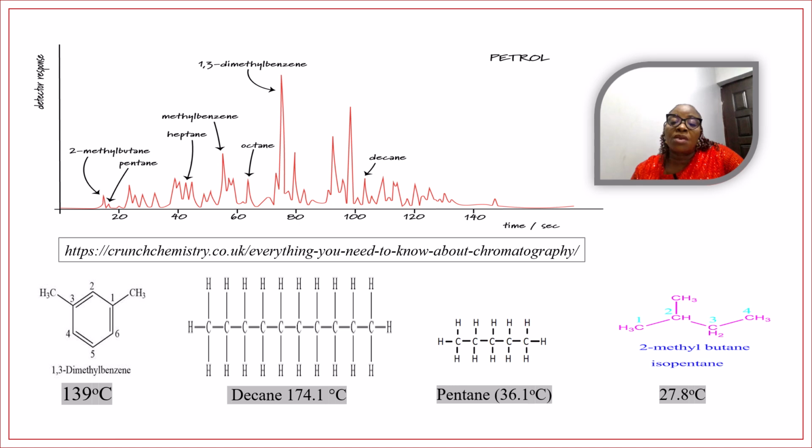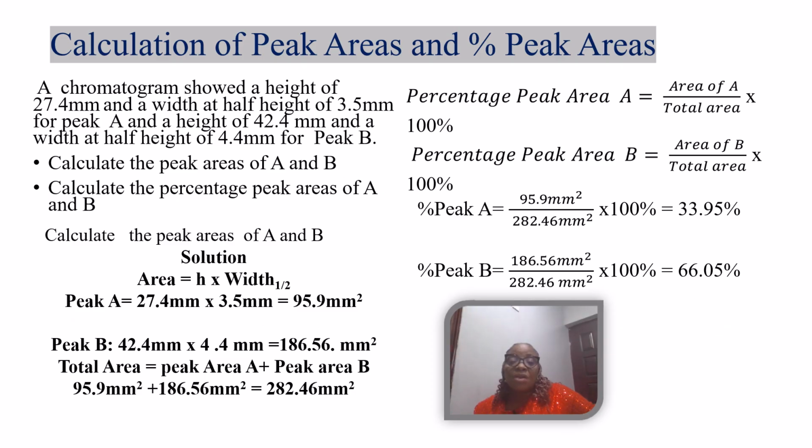When the chromatogram is recorded, the areas of the peaks are calculated manually, but now there are applications that can calculate it. Substances move at separate speeds through the stationary phase, and the smaller substances will move faster than the bigger substances. You may be told to calculate peak areas and percentage peak areas.